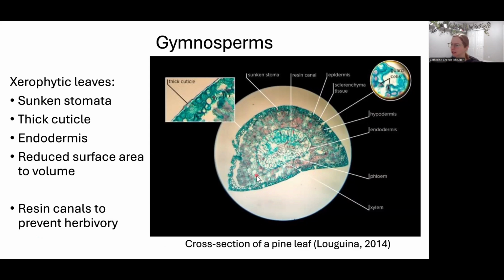They also have resin canals. If you look here, these empty holes are resin canals. Those are not actually an adaptation to be xerophytic. These are not helping it prevent dehydration, but the resin is bitter, sticky, gross. And the idea is that it prevents herbivory. No one wants to chew on a sticky, bitter, gross leaf.